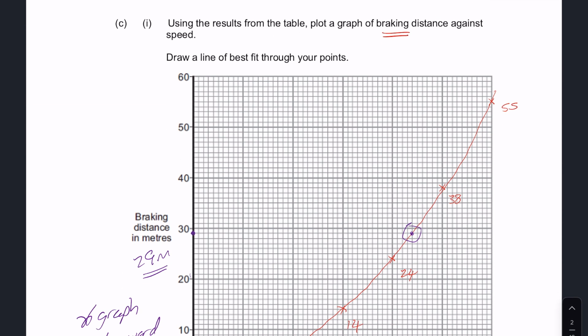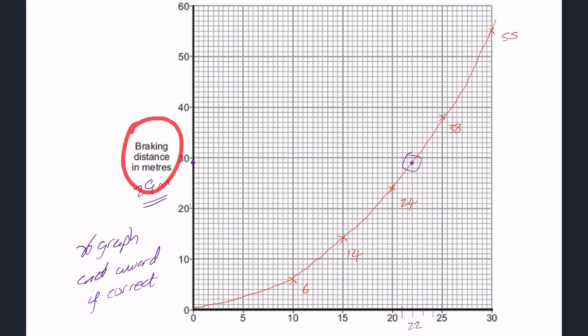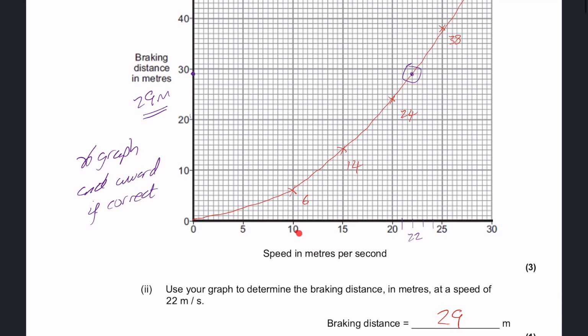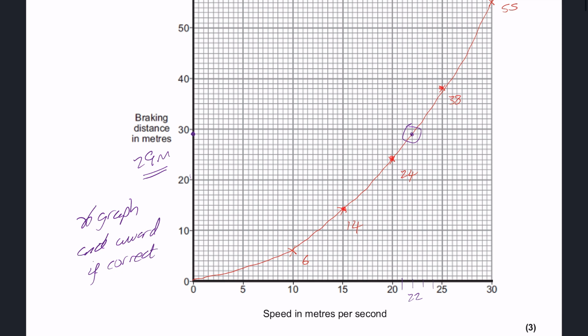Using the results from the table, plot a graph of braking distance against speed. Draw a line of best fit through your points. So here we're told that that's the braking distance in meters. We're told that this is the speed in meters per second. So all it is a case of plotting your data. So when the speed was 10, the braking distance is 6. So I plotted that there. And then we've got 14, 24, 38, and 55. And then we draw on a line of best fit.